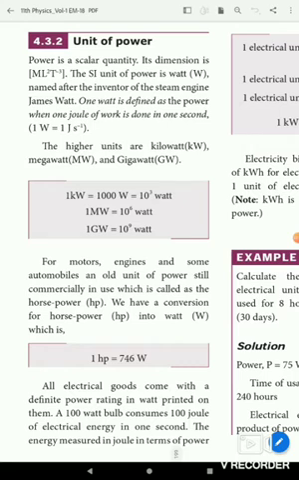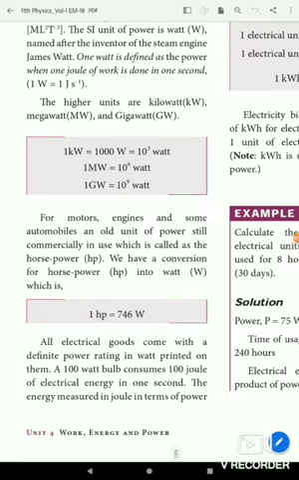Okay, you write the unit of the scientist's name with a small letter: watt, newton. These are all full names, and you write them in small letters, but the symbol is written in a capital letter.